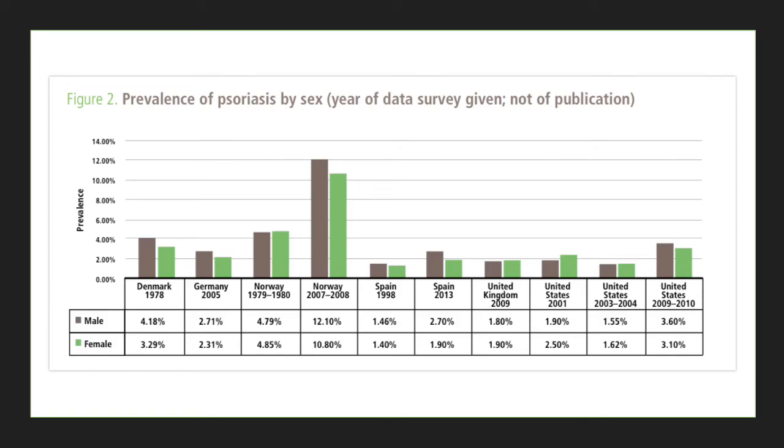For example, in the United States, between 2003 and 2004, the male had 1.55%, female had 1.62%. United Kingdom in 2009, male had 1.8%, females had 1.9%. Or even in Spain, in 1998, the male had 1.46%, where the females had 1.4%. So 0.06% difference between those sexes, so not very much.